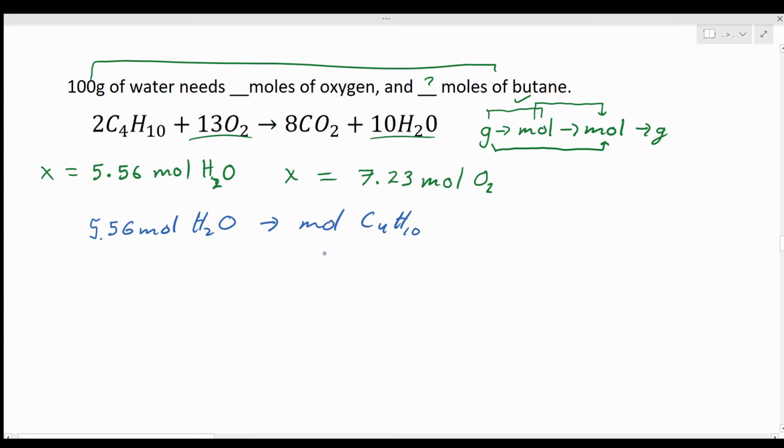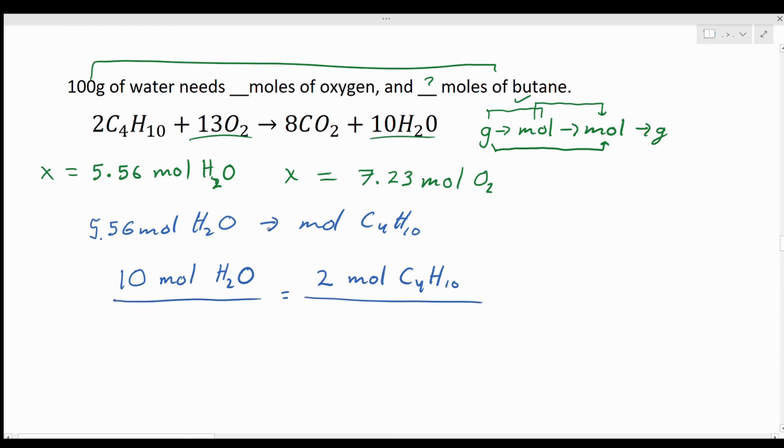And see how many moles of that we need. When we look at the balanced equation, we can see that relationship. We know that 10 moles of water needs 2 moles of butane. And on the bottom we will put what we want to know.